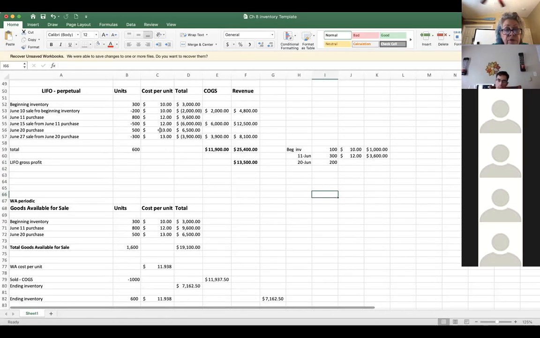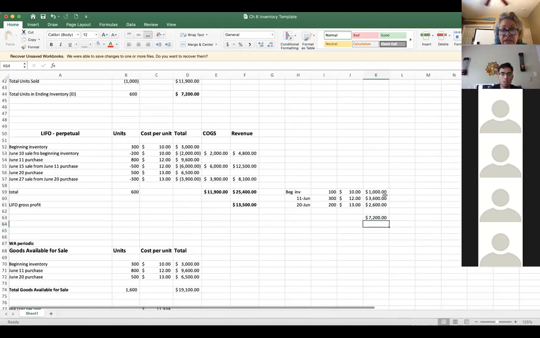200 at a cost of 13. And I sum those and get the 7,200 in my ending inventory, which we had calculated here. So now I see that my ending inventory under LIFO was made up of 3 layers, including beginning inventory.